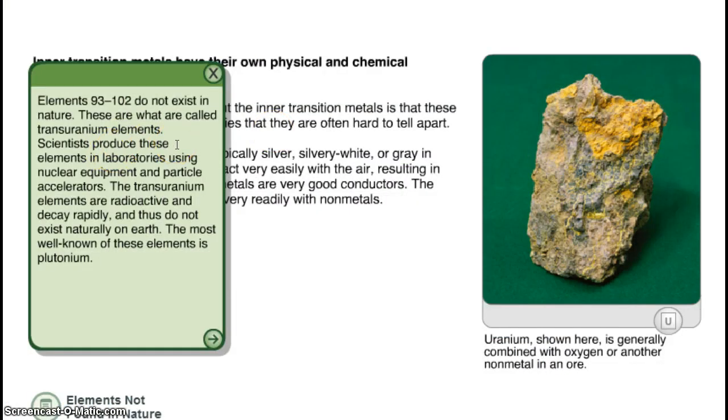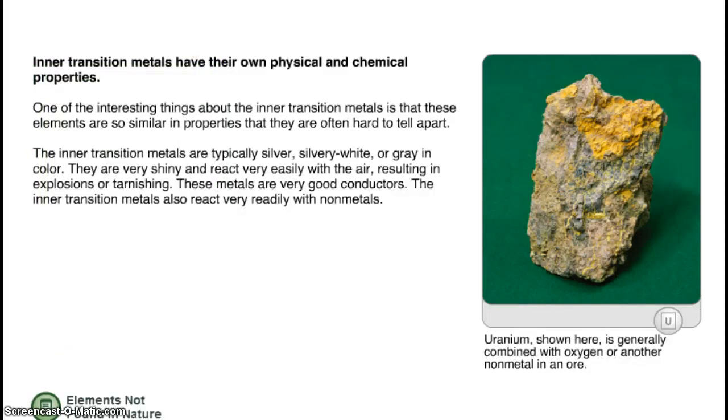Scientists produce these elements in laboratories using nuclear equipment and particle accelerators. The trans-uranium elements are radioactive and decay rapidly, and thus do not exist naturally on Earth. The most well-known of these elements is plutonium. If you're thinking, I've never heard of that, plutonium has a lot to do with atomic bombs.